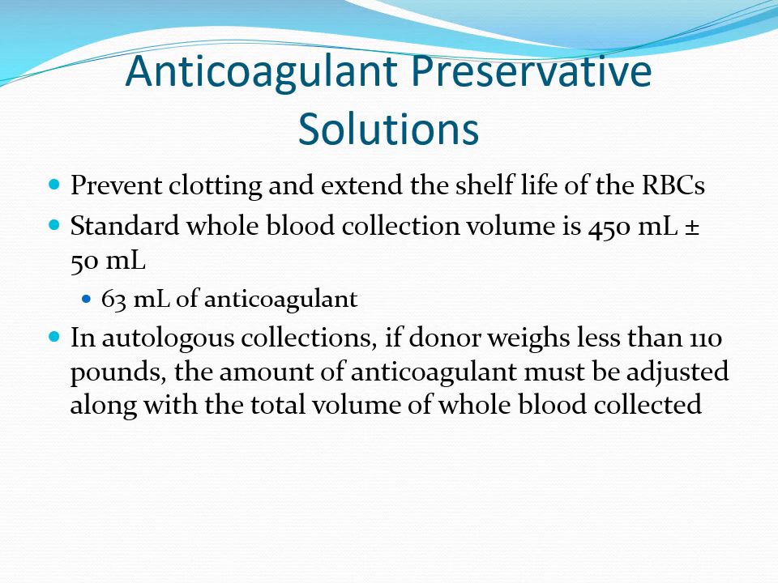In a standard whole blood collection volume of 450 milliliters plus or minus 50 milliliters, there's about 63 milliliters of anticoagulant. In an autologous collection, if the donor weighs less than 110 pounds, which is the cutoff weight for donation, the amount of anticoagulant must be adjusted along with the total volume of whole blood collected. That's one of the only times that if you weigh less than 110 pounds, they'll allow you to donate, if it's for an autologous donation.